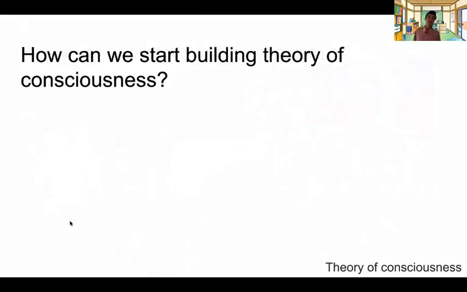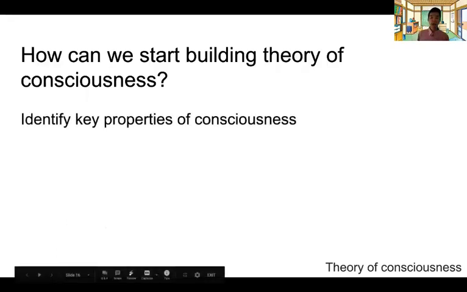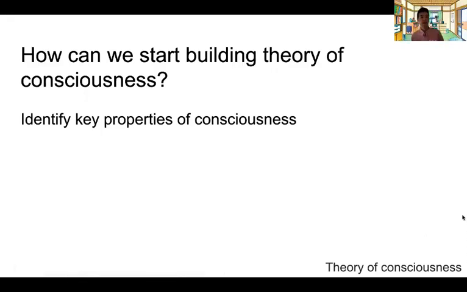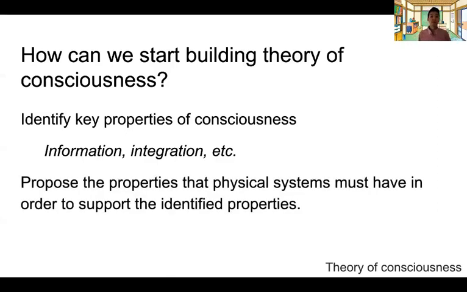So how can we start building a theory of consciousness? The proposal that IIT makes is that first we should start with identifying the key properties of consciousness. That is what they call phenomenological axioms, and that includes information, integration, exclusion, existence, and also composition. I'll go into that later. And then propose the properties that a physical system must have in order to support these identified properties. So this is the logic of IIT. And in the next video, I'm going to explain how it does this in a little bit more detail.